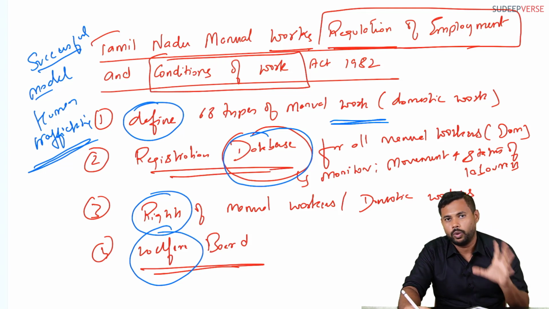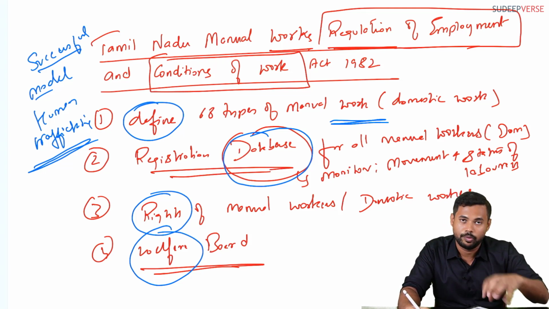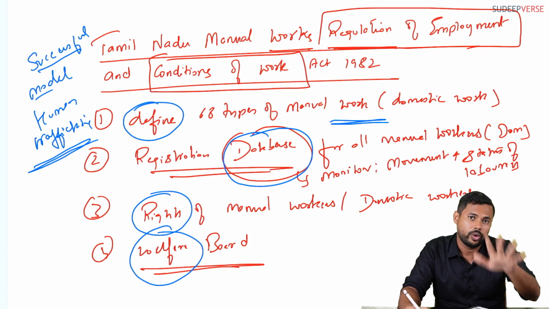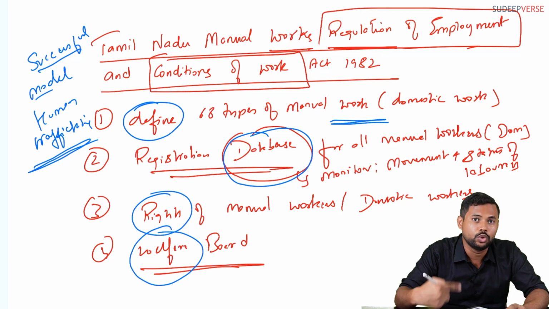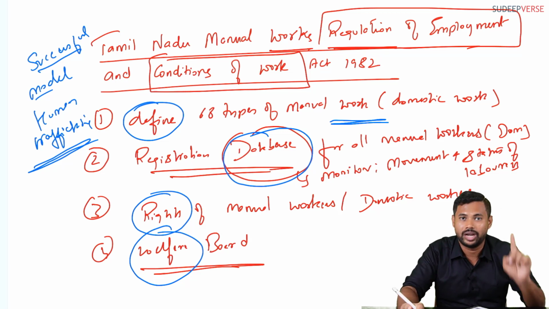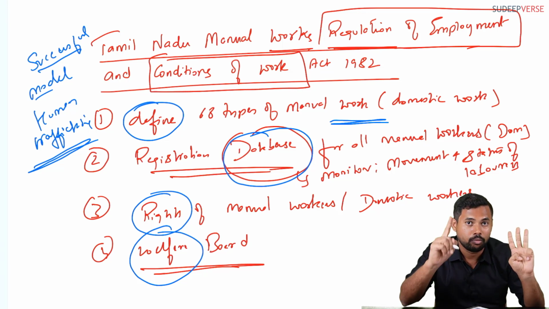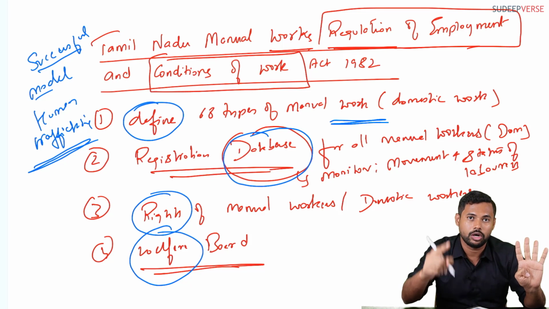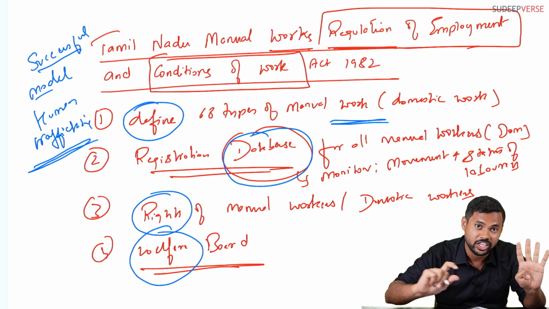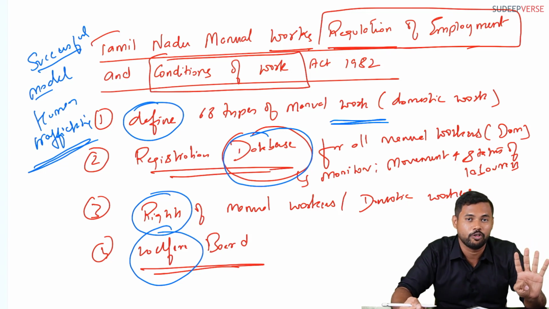Now see, they are never going to ask you in the exam about what is the Tamil Nadu Manual Works Regulation of Employment and Conditions of Work Act. Then why are you studying this? You are studying this because you can push this into the answer anywhere that talks about labor reforms, anywhere that talks about human trafficking, anywhere that talks about good models of governance. Are you seeing this? Anywhere that talks about a bottom-up approach, because the registration database is done at the village level. They collect the data from the panchayat upwards. So this is another example of a bottom-up approach.